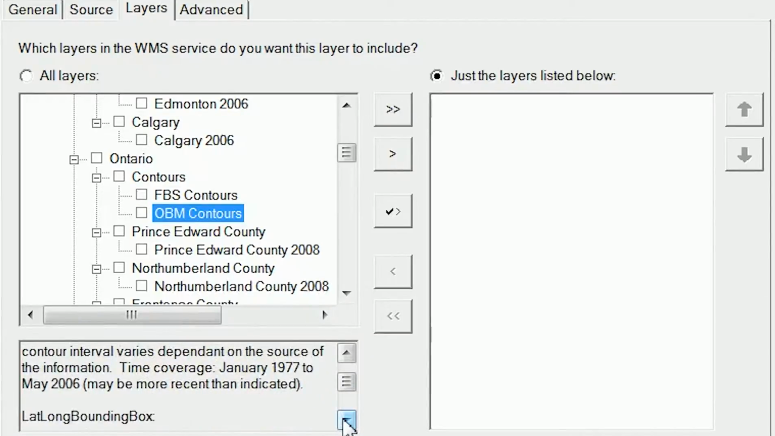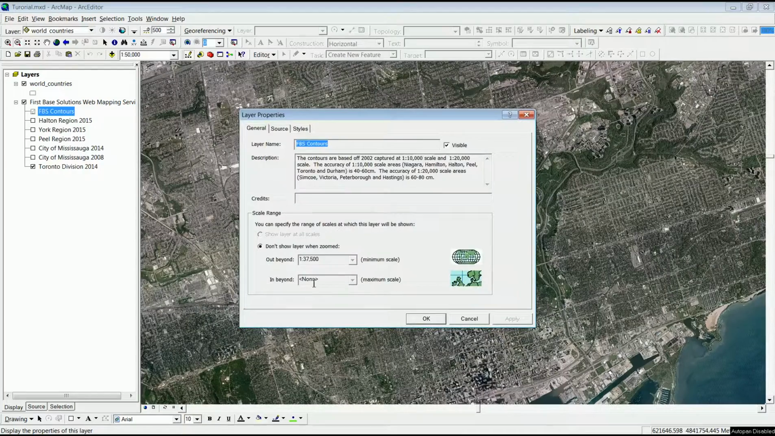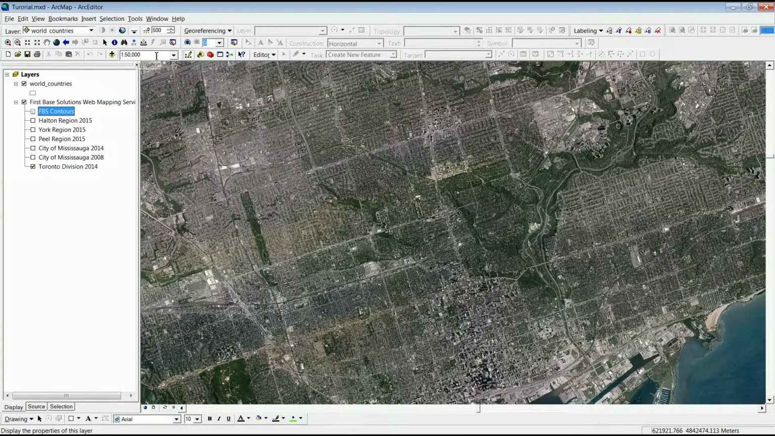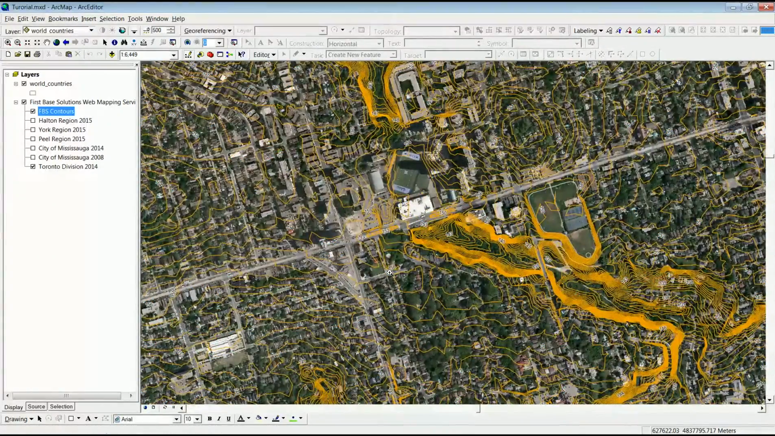Since the FBS contours are so detailed, they will only draw when you're zoomed in closer than 1:37,500 by default. In the table of contents, the visibility is checked on but grayed out until I zoom in close enough. Zooming in even closer allows you to interpret topography at the neighborhood level.